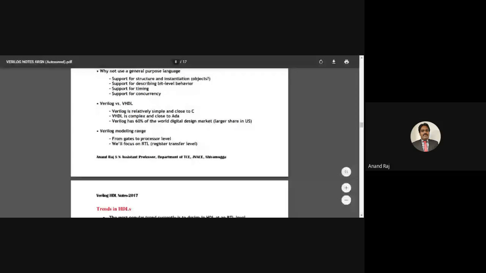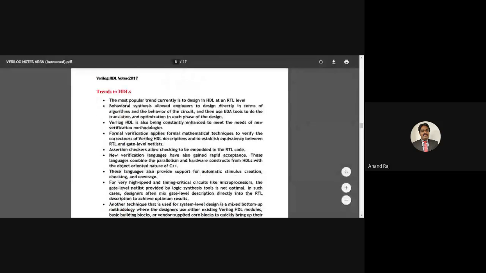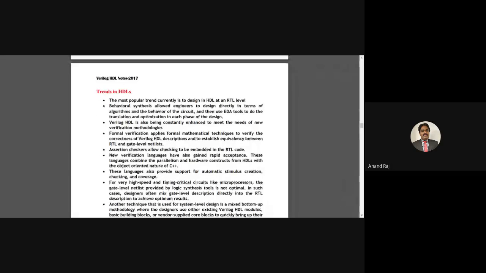Trends in HDL: the most popular trend currently used in HDL is to design at RTL level. Behavioral synthesis allowed engineers to design directly in terms of algorithms and behavioral circuits.